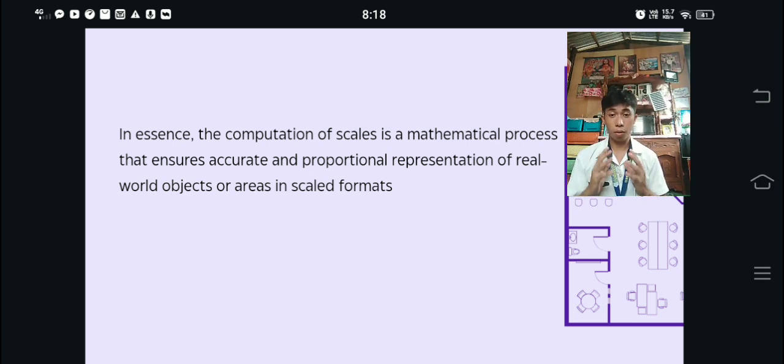So in essence, the computation of scales is the mathematical process that ensures accurate and proportional representation of real-world objects or areas in scaled formats. So computing scales is very important when computing a certain size, a certain width in a certain area. And also, it can compute the dimensions which may help the architect build buildings by knowing or by computing the scale.